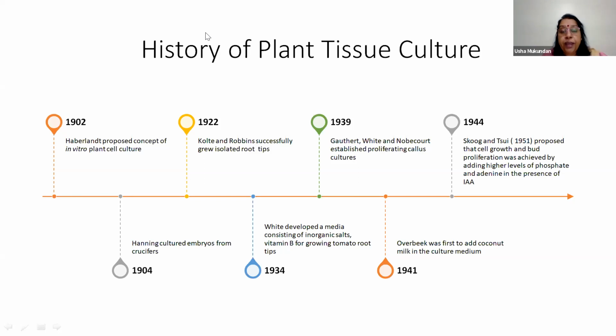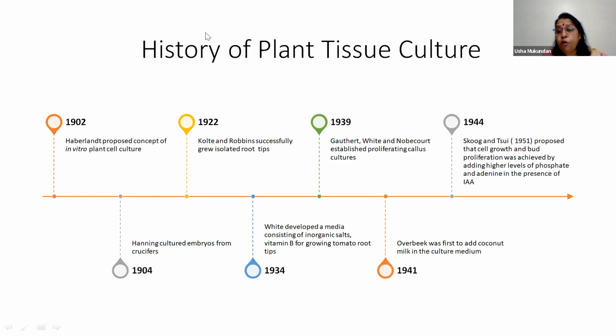Now, Overbeek added coconut milk. What do you mean by coconut milk? The liquid endosperm. And he felt that if the embryos of coconut could grow in that, then definitely this supplement should enhance the differentiation of cells, and behold, he found that it was true. So in 1941, he added coconut milk to the culture medium. And today we call it a medium constituent of an undefined nature, because each and every liquid endosperm will have a different composition. So as a result, there is no standardization.